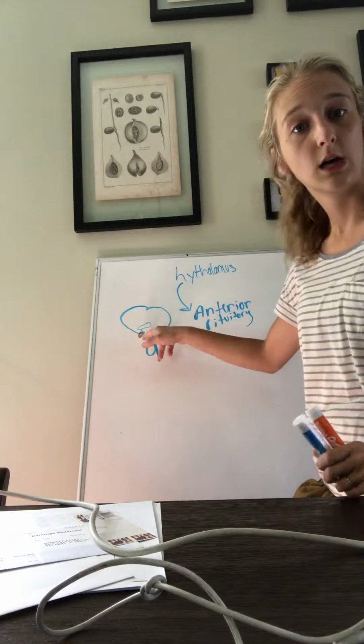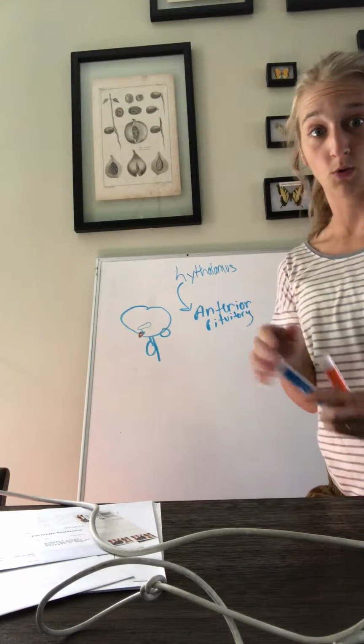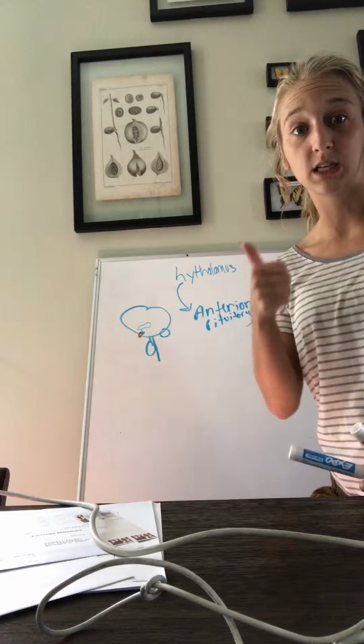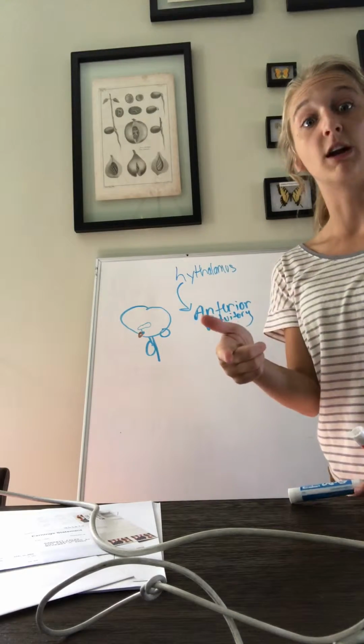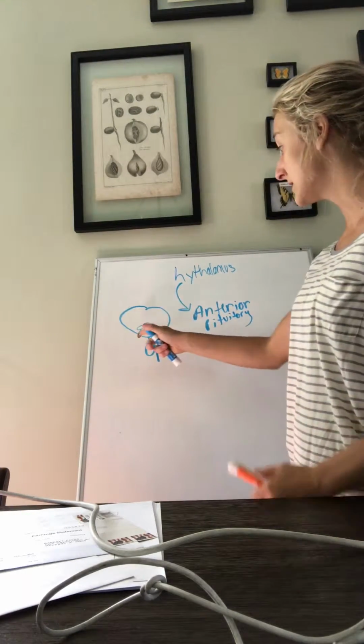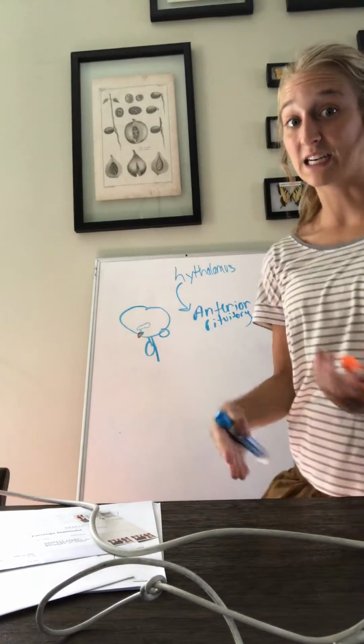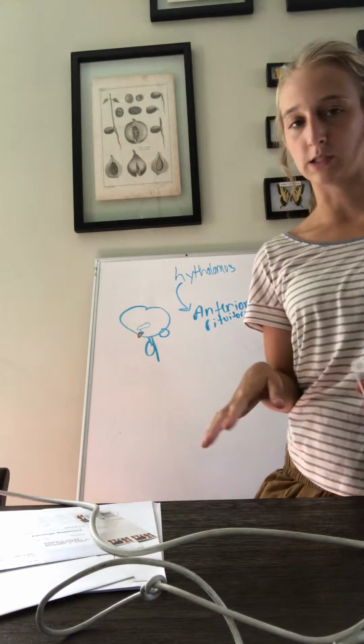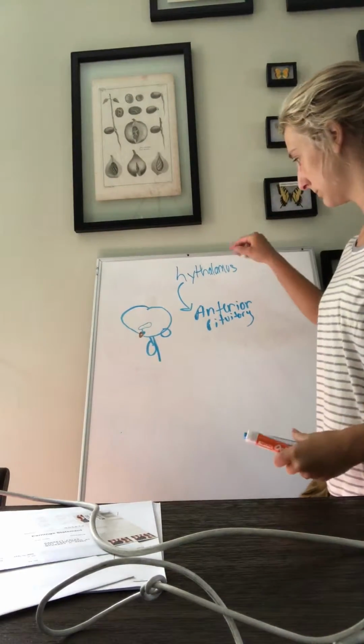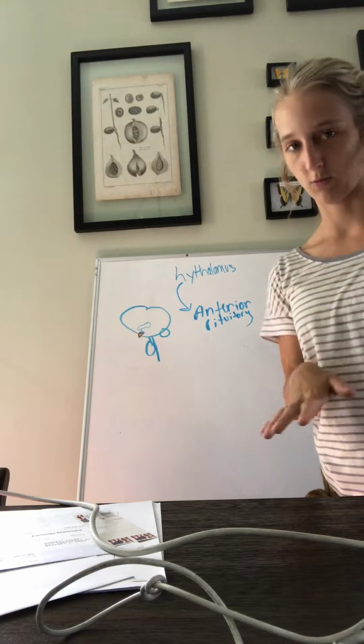The posterior has two hormones that go with it: oxytocin and antidiuretic hormone. And the anterior pituitary has 6 hormones. I'll discuss those later, but we're going to talk about just the process of the thyroid.